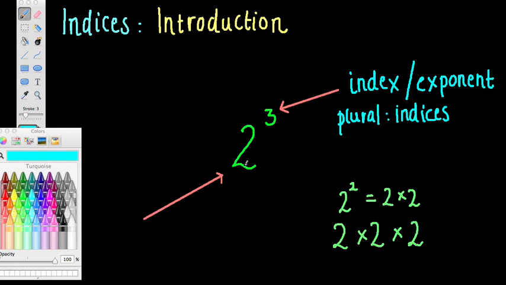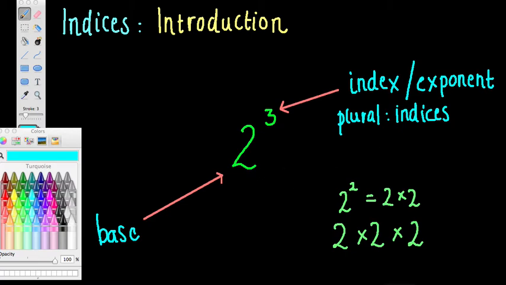This larger number here, the base number, so let's write that as well. This is the base. So the base of this term here is a 2. The index has a value of 3. Pause here and put this little diagram into your book.